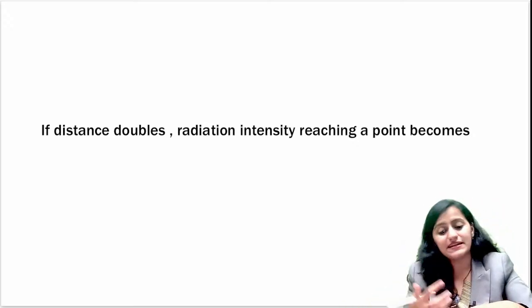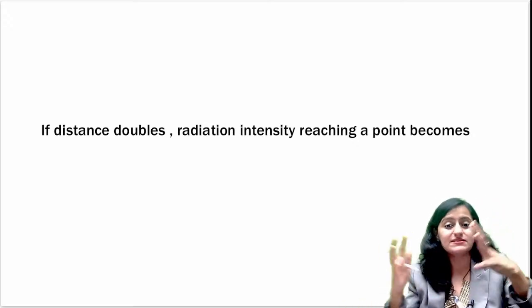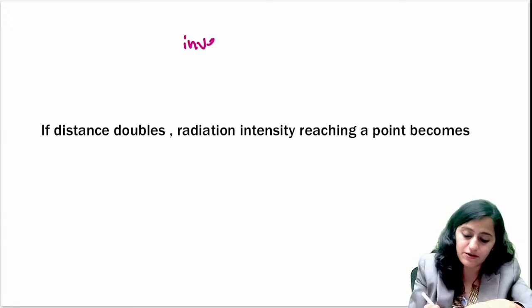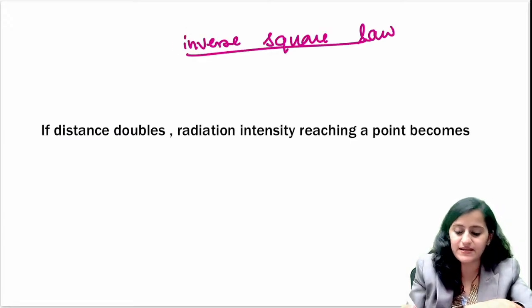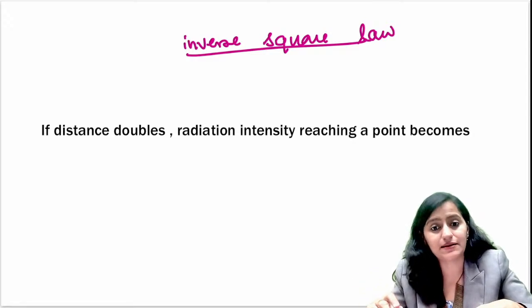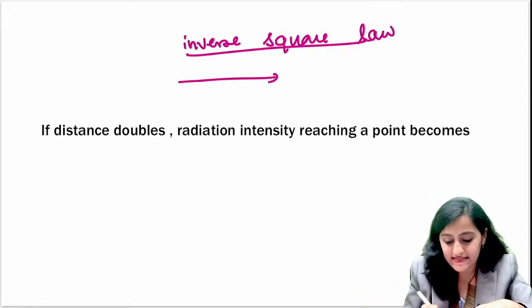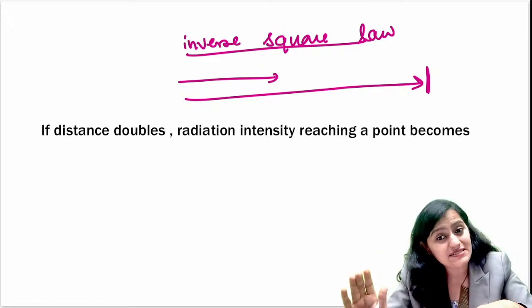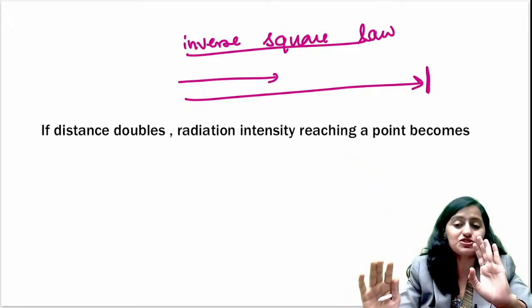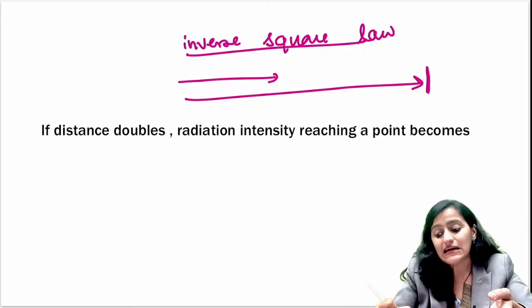See, what is the name of the rule that you have here for the distance and the radiation reaching a point? It is something called as inverse square law. Okay, it is something called as inverse square law. So, as the distance increases, obviously the radiation reaching a point will decrease. The more you go away from the radiation source, you will receive less radiation. How much less?